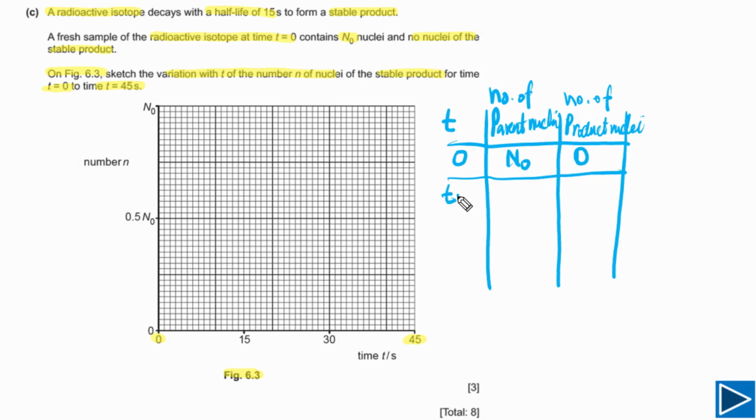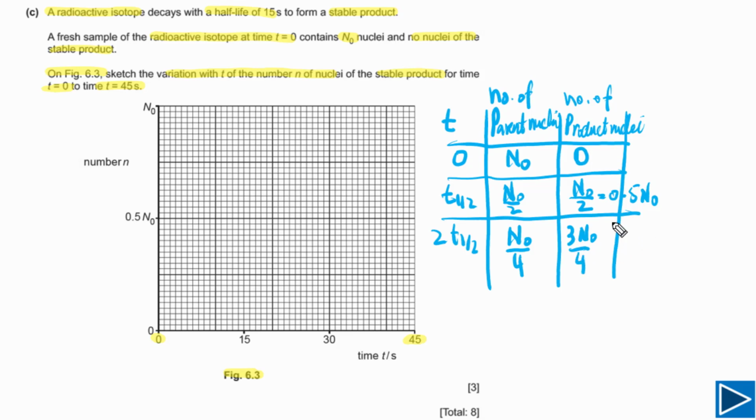After time equal to 1 half-life, means T1 by 2, this becomes half, means this becomes N0 by 2, and the daughter nuclei, the product nuclei, are also equal to N0 by 2. We can also say this is equal to 0.5 of N0. After 2 half-lives, means 2 times of 1 half-life, this will decrease to N0 by 4, and the product nuclei will increase to 3N0 by 4. Or we can say that will be equal to 0.75 of N0.